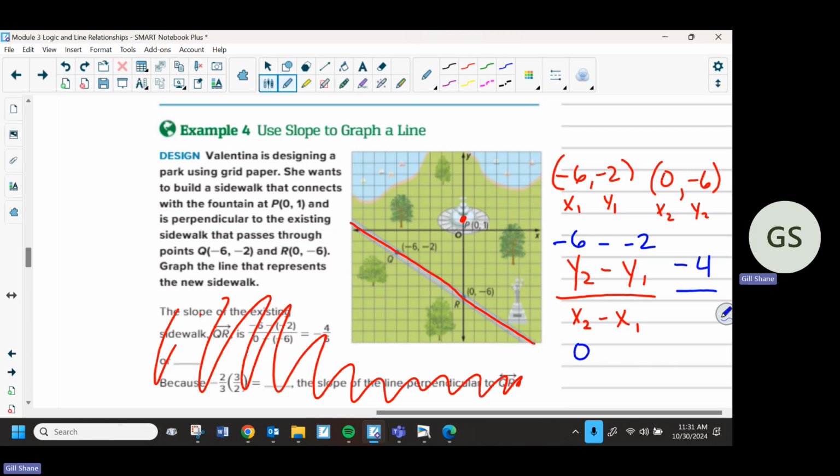X2 is 0. Subtraction is part of the formula. Oh, I pointed the wrong -6 over. There are 2 of them. -6 is the X1. So I have to keep that negative with that 6. Can't lose it. It's part of that number. Well, if you do the math on that, +6.